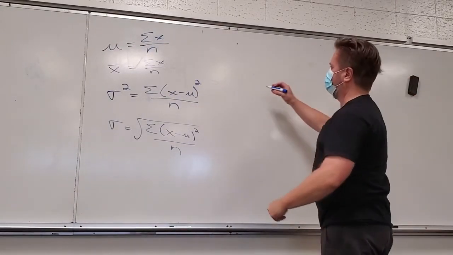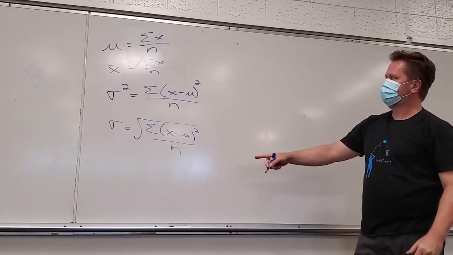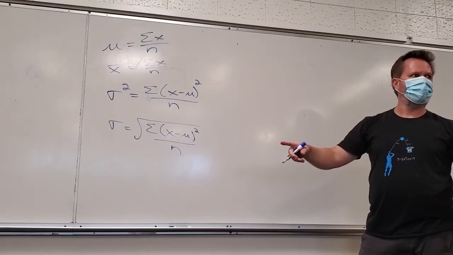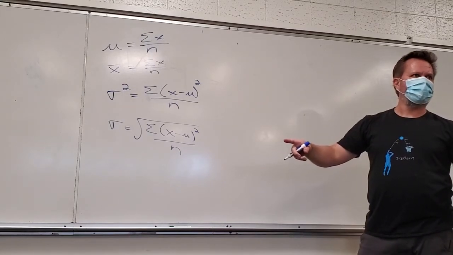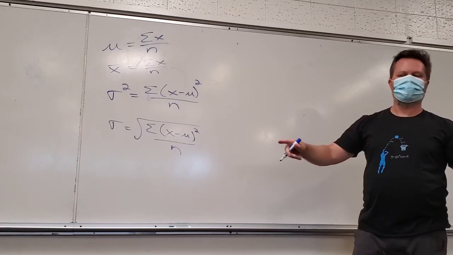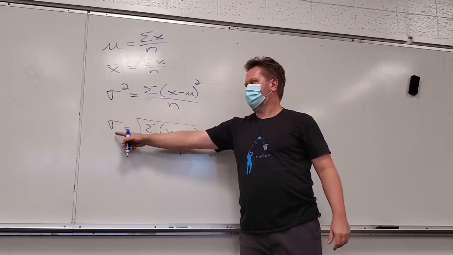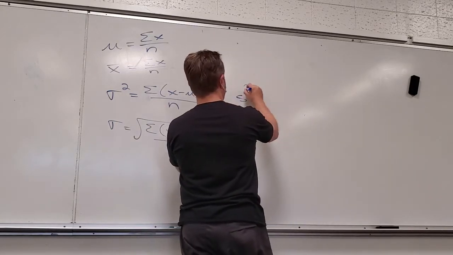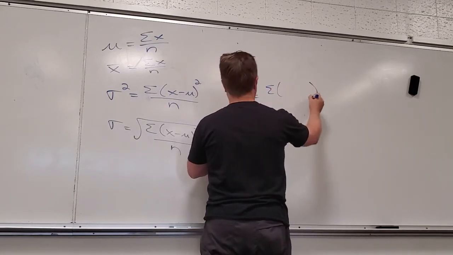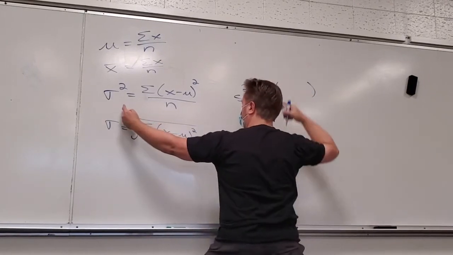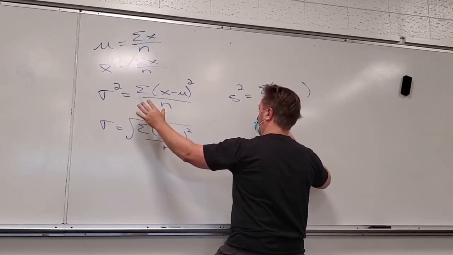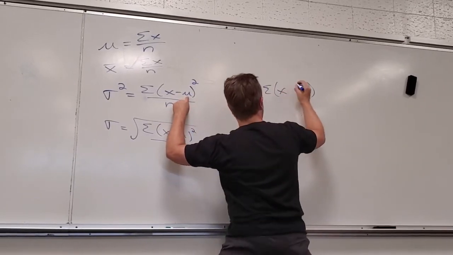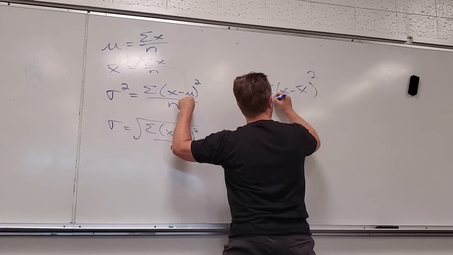And next to this, I would write, is that all you need? One more thing you want, right? This is the one for the population. You want the one for the sample, right? And the only two differences here, what are the differences between the S and the sigma? There's an N minus 1, and this will be X bar.